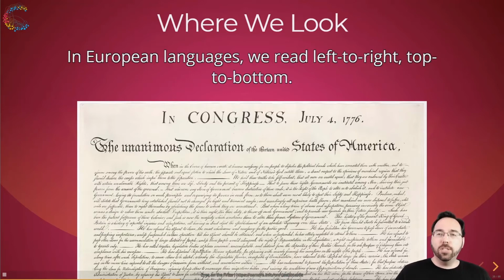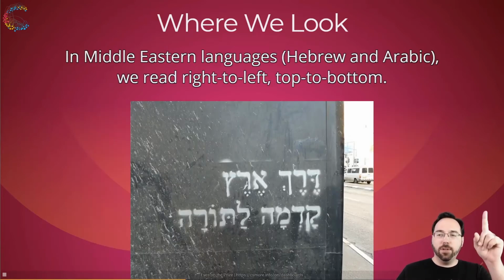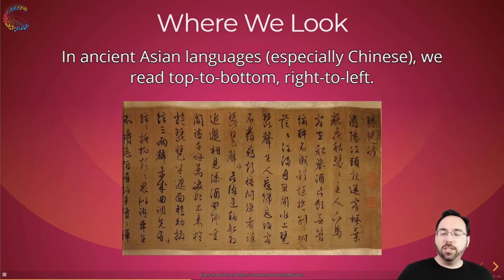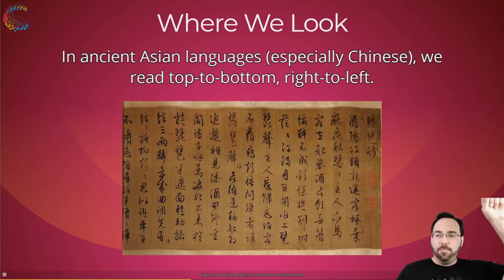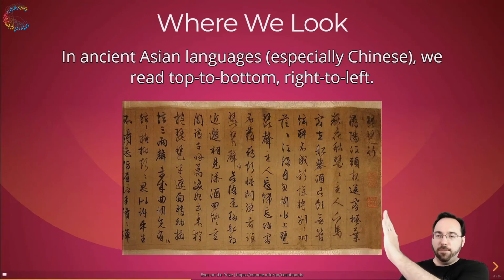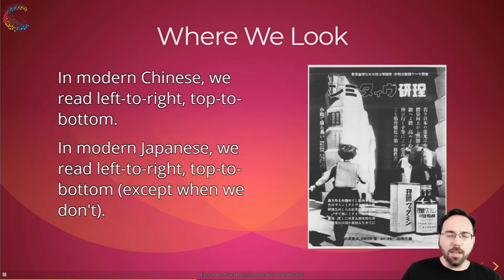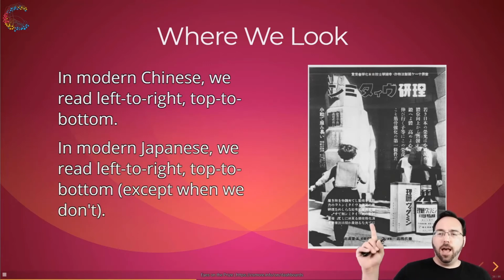So where do we look? In European languages, we typically will read left to right, top to bottom. In Hebrew and Arabic, we read right to left, top to bottom. In ancient Asian languages, ancient Chinese, ancient Japanese, especially, top to bottom, right to left. Modern Chinese, left to right, top to bottom.